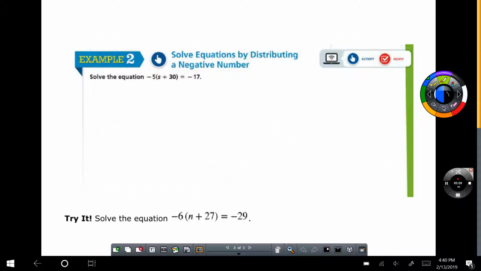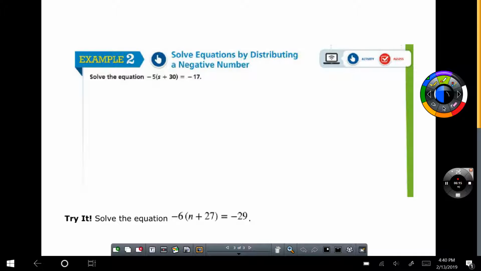New example, example number 2 at the top. Solve the equation. The only thing different about this one is, well, number 1, we don't have to write an equation for it, but number 2, we have a negative. So it's very important, as always, that we pay attention to our negative signs. So let's just go through this first one quickly.